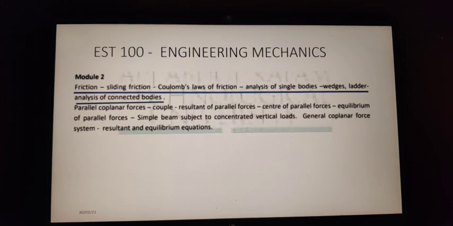Then we will be analyzing bodies subjected to friction, that is analysis of single bodies. Also we are dealing with analysis of connected bodies. Then we will see the application of friction on wedges and ladder. The second part we will be dealing with in another video. So first we will see what is friction.